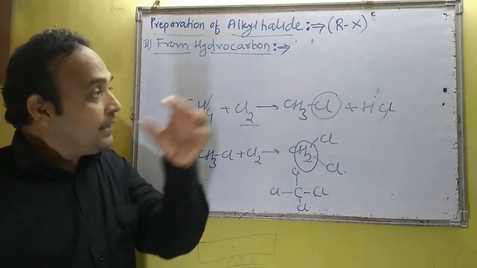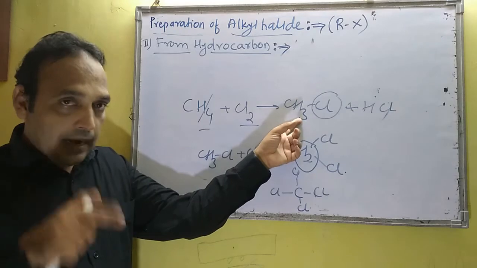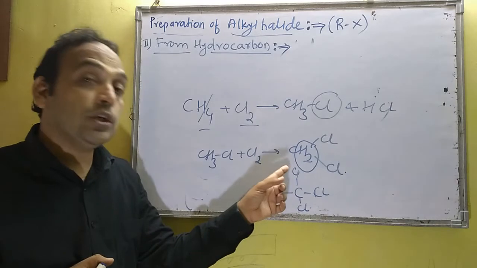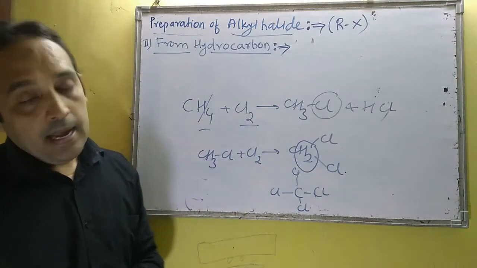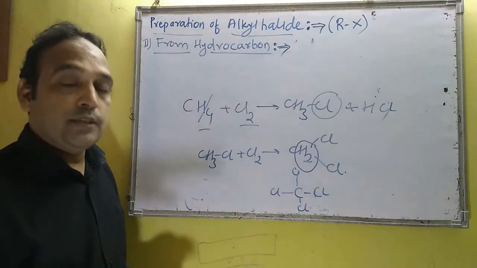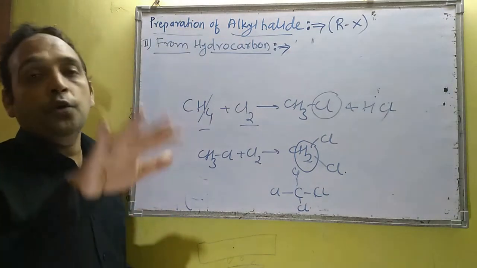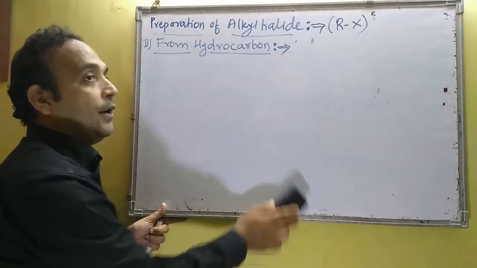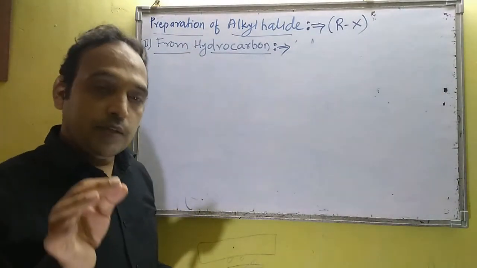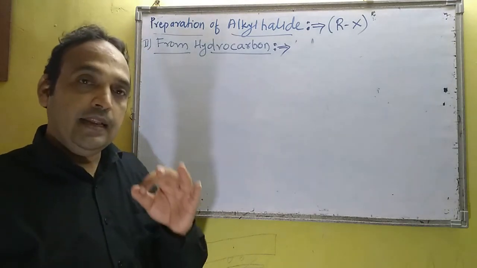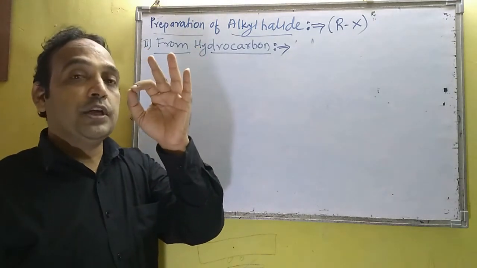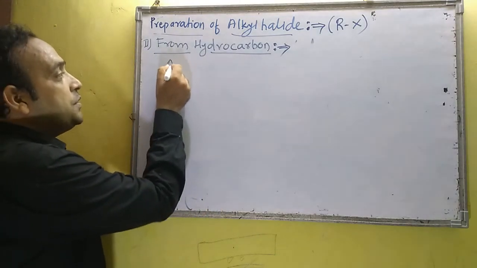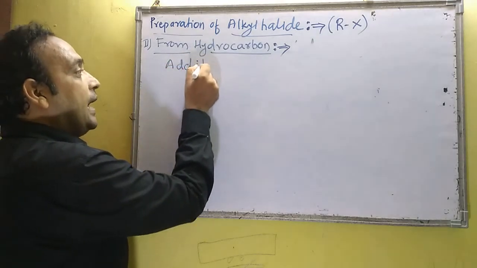Now our target is to prepare alkyl halides, but here we are getting monohalogen, dihalogen, trihalogen and tetrahalogen products. That's why alkane is not suitable or convenient to prepare alkyl halide. So students, for your examination purpose, try to remember why alkane is not suitable for preparation of alkyl halide by halogenation methods.